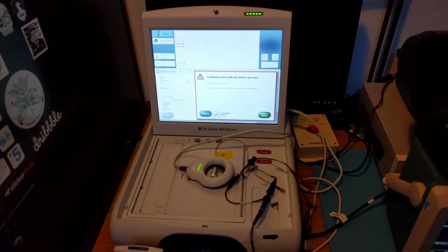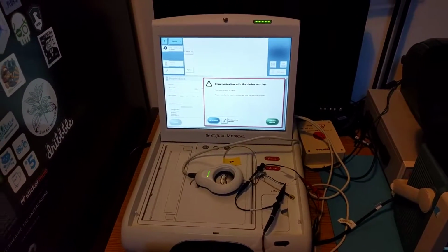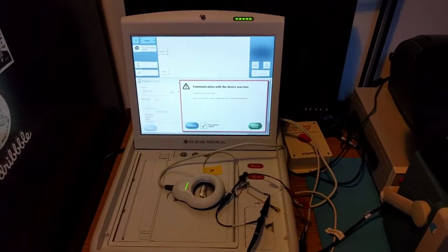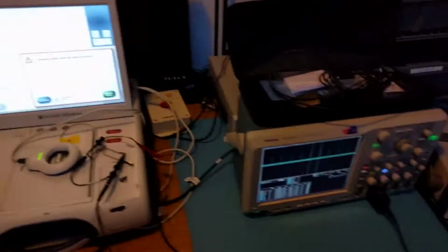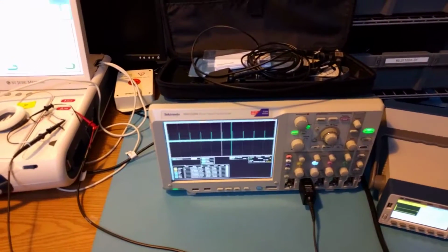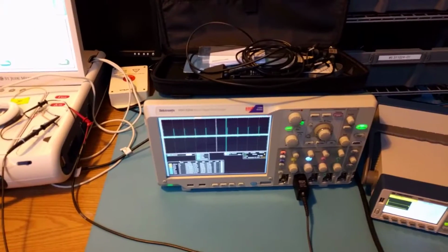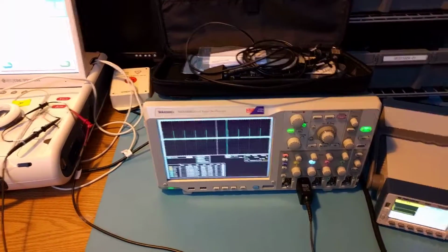and there we go. We have the communication lost message to the pacemaker, and we can verify that the pacing is still continuing in that case.